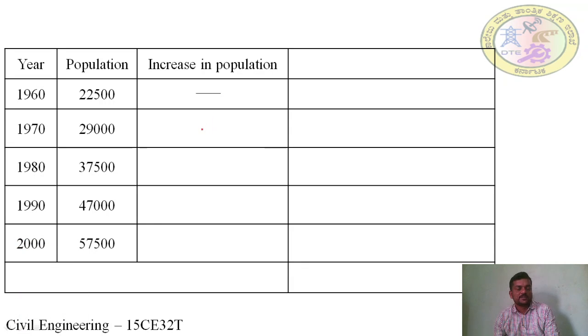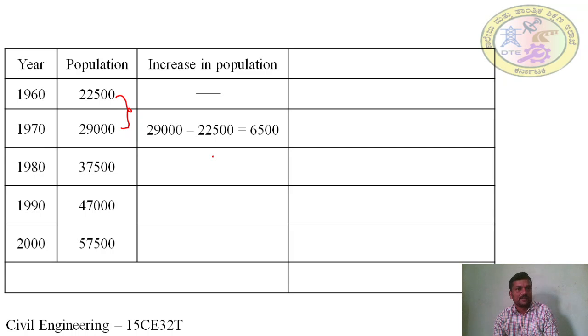For the decade 1970, the increase in population is the difference between the population of 1970 and 1960. It means 29,000 minus 22,500, which is equal to 6,500.